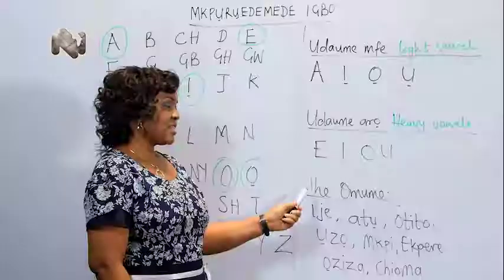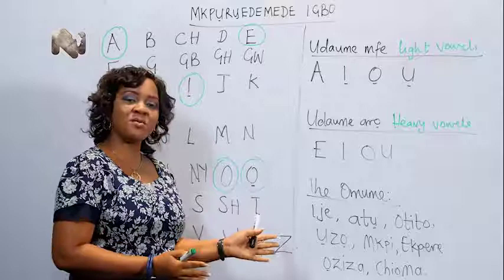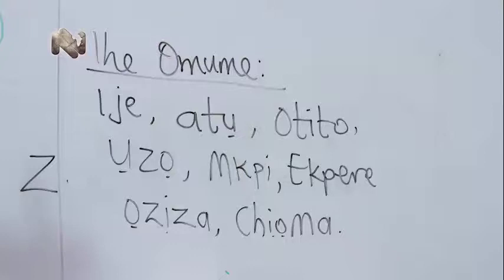This is your homework or home play. You're going to do it together. You're going to separate the ones with light vowels and the ones with heavy vowels. Just separate them. You can do it in a tabular form, light vowels, heavy vowels. Then place each word where they belong.